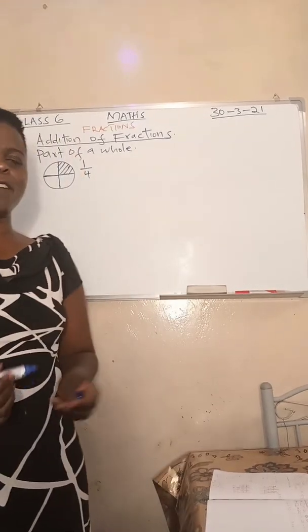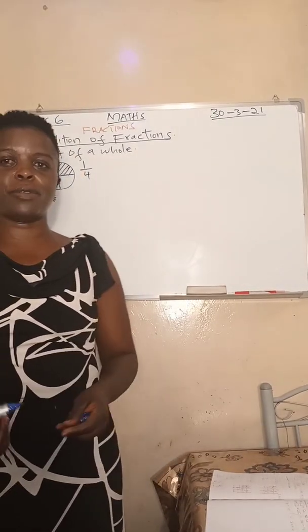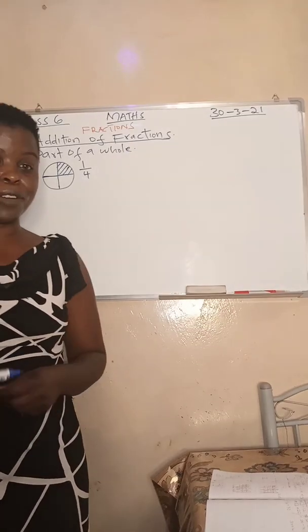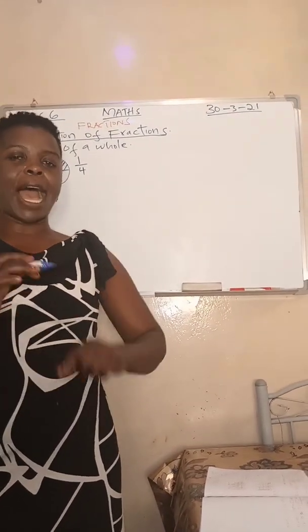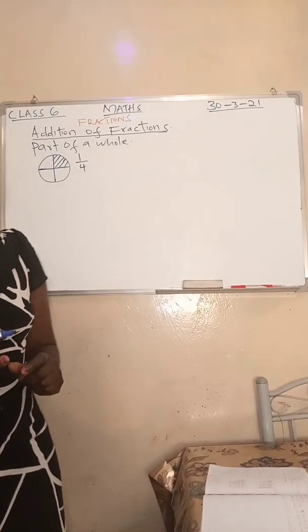So there are different fractions. We can have a third, that is 1 over 3. We have a half, which is 1 over 2. We have 1 over 5. We have all those kinds of fractions. So how can we add these fractions?